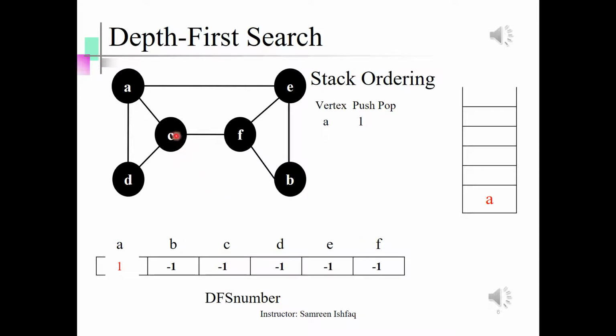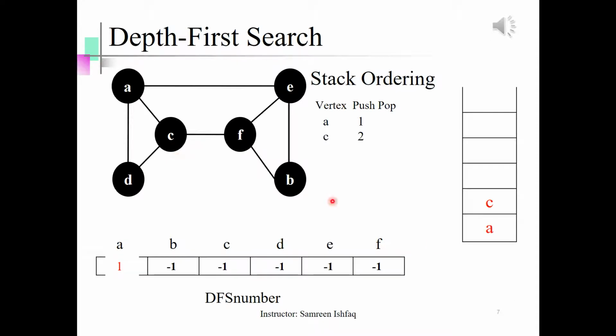This time we will pass C. Till now we have called the DFS function two times, one with vertex A, another with vertex C. After the call of the DFS function with vertex C, we will suspend the execution of the function with vertex A, and we will resume its operation after the completion of the DFS function with vertex C. The first step is to push C onto the stack, and then we will mark C with 1. This means that C is visited.